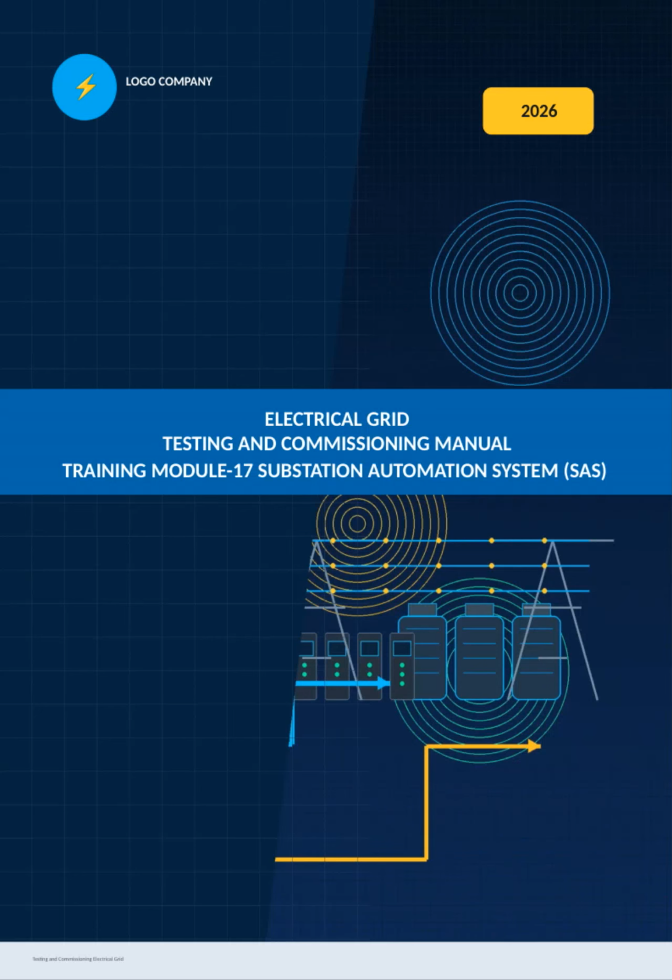Today, we're diving into the testing and commissioning of the electrical grid, focusing on Substation Automation Systems, or SAS, as part of Training Module 17. This manual is designed to guide you through the essential processes to ensure a reliable and efficient electrical grid by 2026. Let's explore how these systems come together to keep our infrastructure running smoothly.